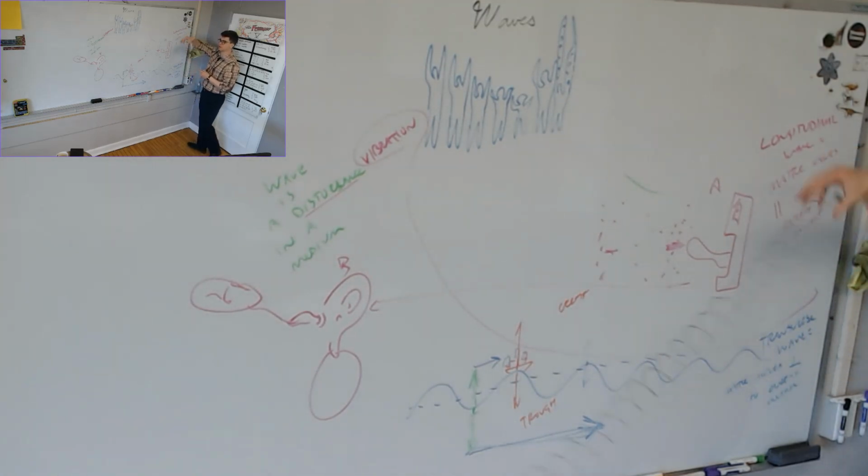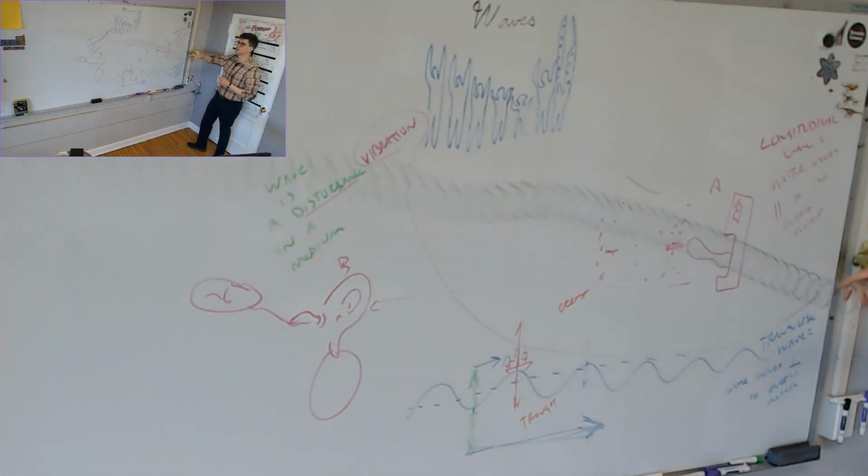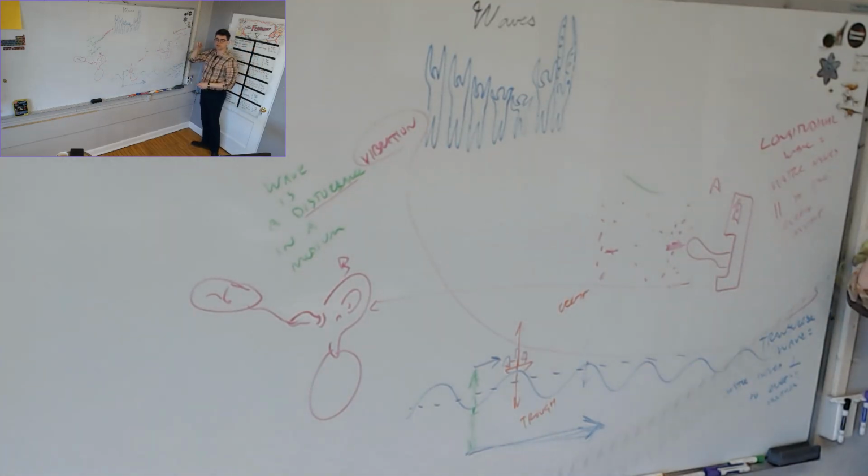It'll become easier to see if I loosen it up a little bit. The energy is still moving from my hand to the Promethean board, but now the matter is moving not parallel to the energy flow, but perpendicular. Okay, so what kind of wave is that? What do we call it? Transverse.